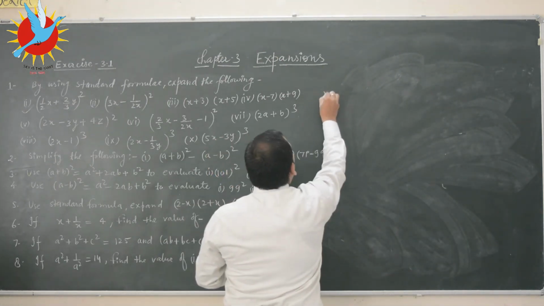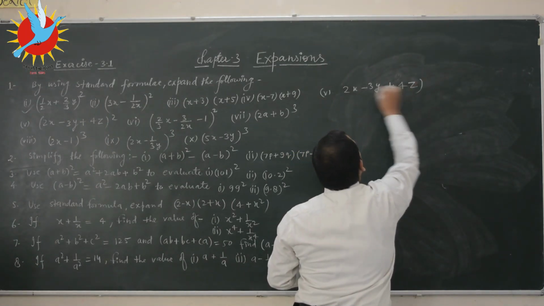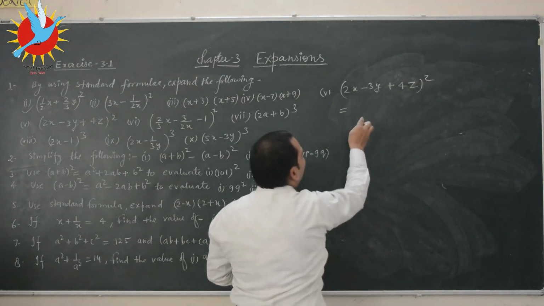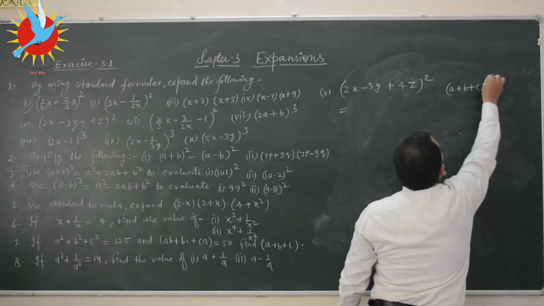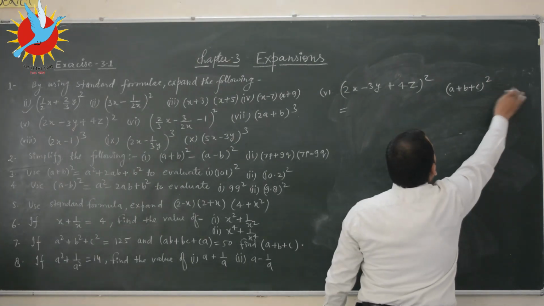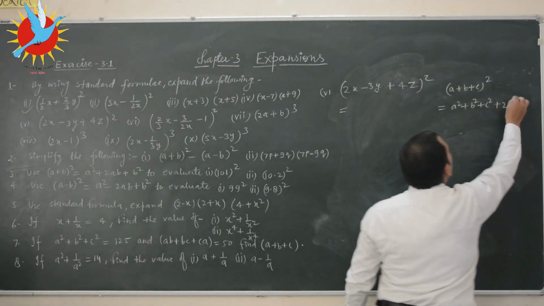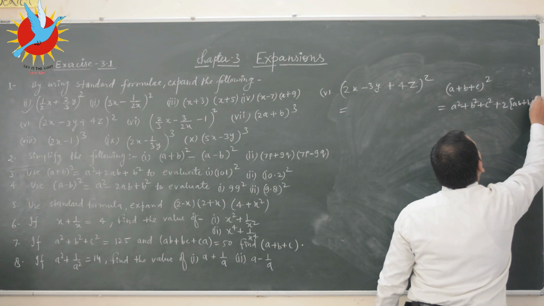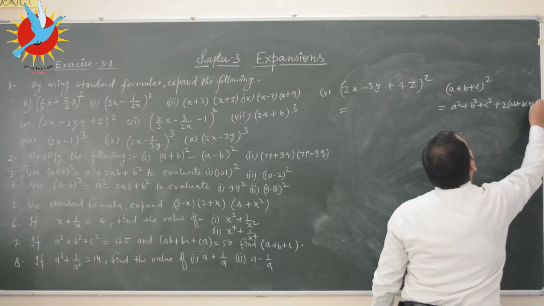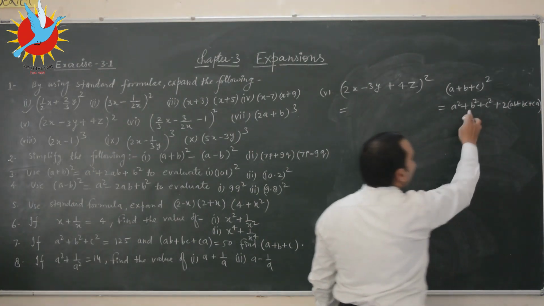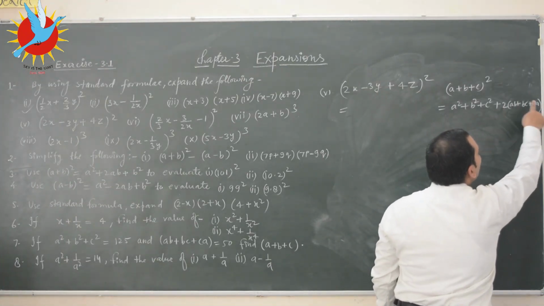Next, fifth one, 2x minus 3y plus 4z whole square. So we use a plus b plus c whole square, which is equal to, the formula is a square plus b square plus c square plus 2ab plus bc plus ca. So 2 is common, means A square plus B square plus C square plus 2AB plus 2BC plus 2CA.